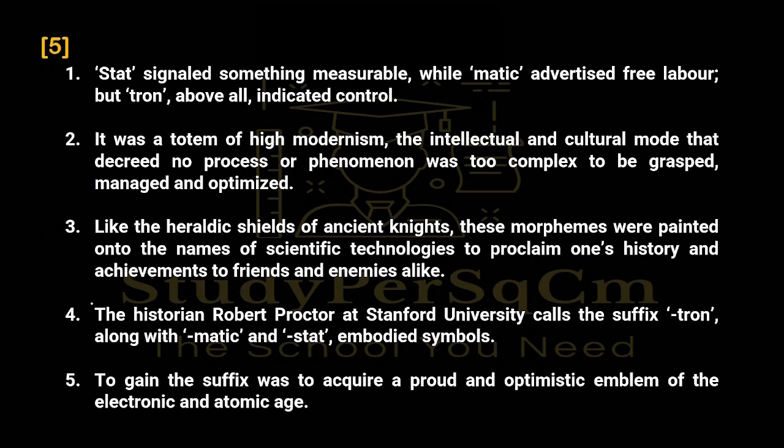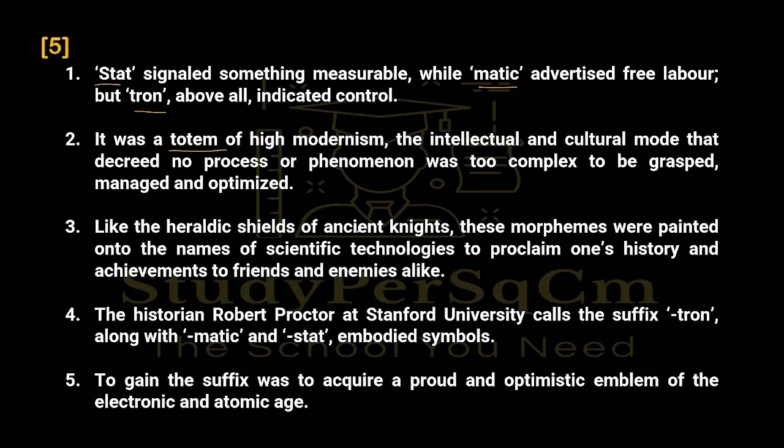Now let's come to the fifth question. Stat signaled something measurable, while Matic advertised free labor and John above all indicated control. So here we're talking about Stat, Matic and John. Let's continue reading the sentences. It was a totem of high modernism. Totem means a symbol. So it was a symbol of high modernism, the intellectual and cultural mode that decreed no process or phenomenon was too complex to be grasped, managed, and optimized.